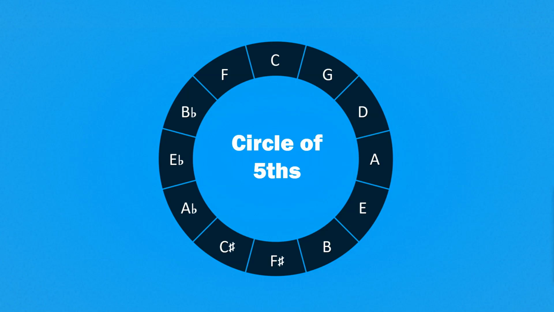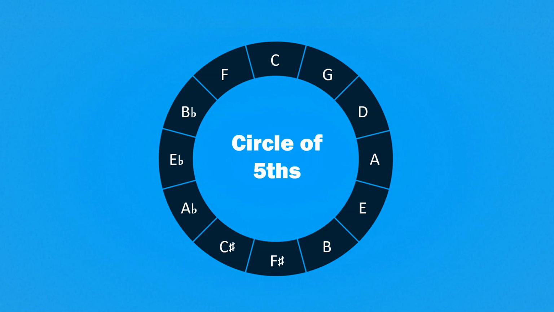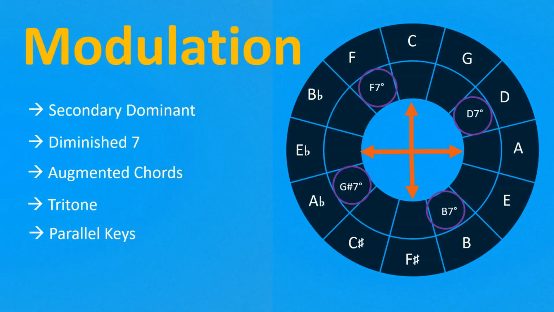Welcome to the sixth video of the series about the circle of fifths. In the last video we learned what the modal scales and their brightness are, and what the borrowed chords are. In this video we are going to talk about modulation, and we are going to learn 5 ways to do that using secondary dominant, diminished 7, augmented chords, tritone and parallel keys. So let's dive into the circle.